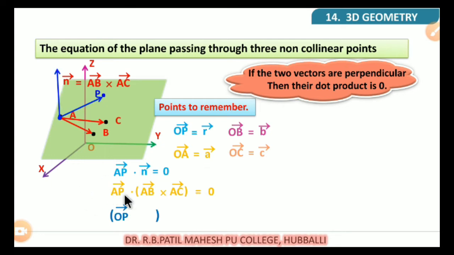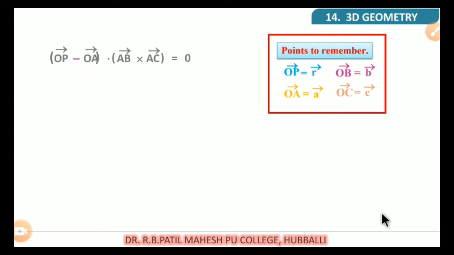Now AP vector can be written as OP minus OA, whole dot product with AB vector cross AC vector, which is equal to 0. Now in the next step, just remember all these values here. So OP vector is equal to what here? r vector minus OA, that is minus a vector, whole dot product with again AB vector cross AC vector, which is equal to 0.